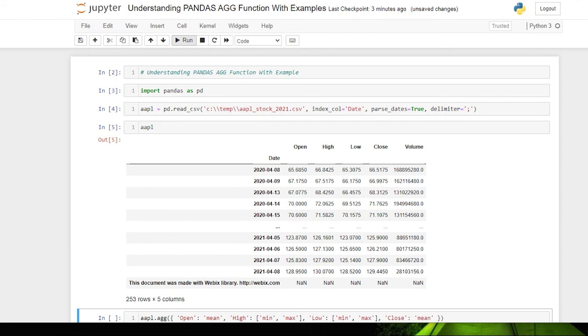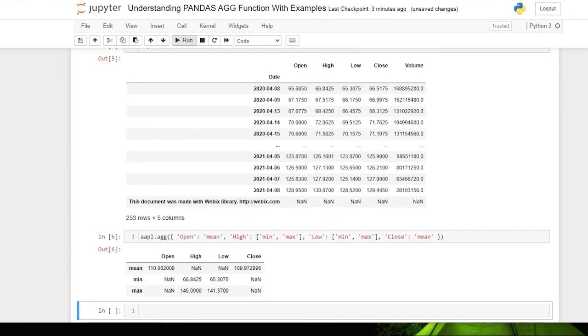Note the number of cells containing NaN, not a number. This is not an error, but it states that this stat is not calculated. What I would like to know is what the mean day opening price is, the lowest and highest price in the high column, the lowest and highest price in the low column, and the mean price on day close. This is an example of the Pandas Agg function.